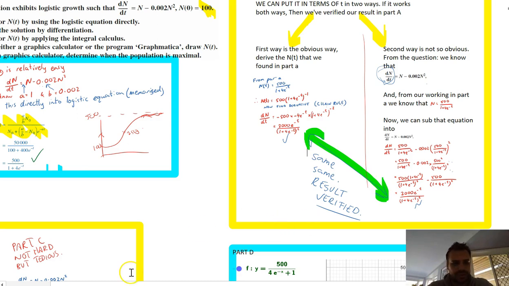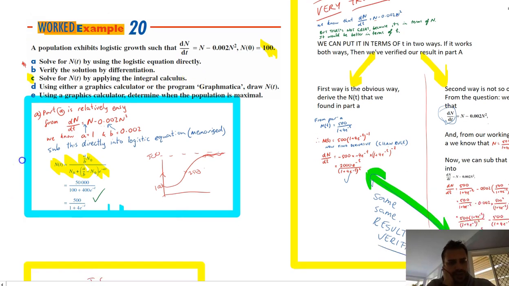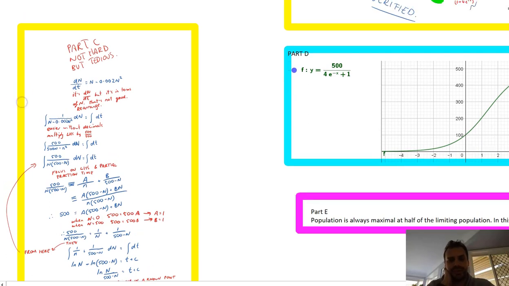All right, pause it, take a break. So the next question is solve for N(t) by applying the integral calculus. So it's not overly difficult, but it is really kind of tedious.